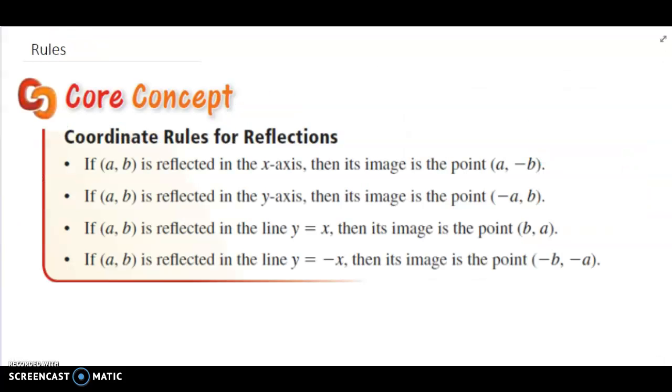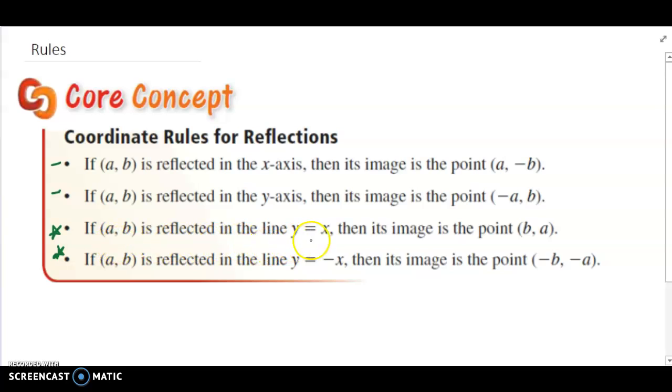All right, guys, so here's some very, very important rules to know. X and Y you could probably figure out on your own just because it's left, right, up, down. But these two, you're really going to want to make a note to memorize, because they won't be provided for you on the test. So really make a note to know these.